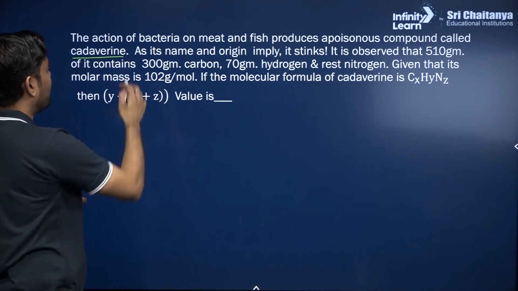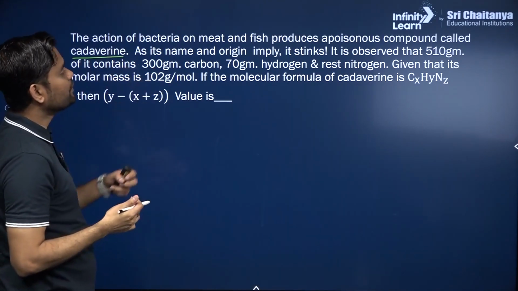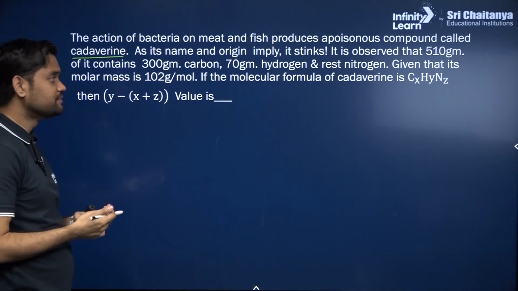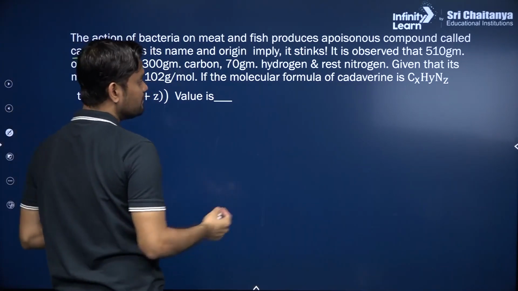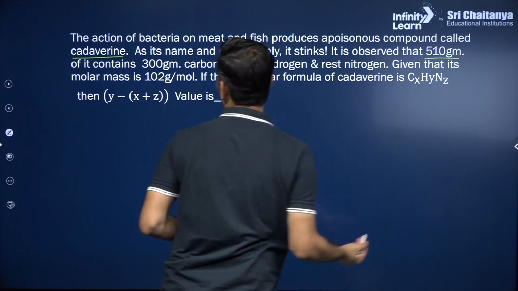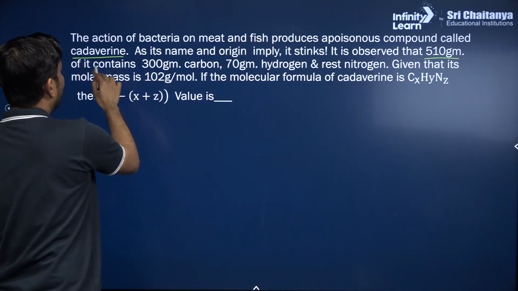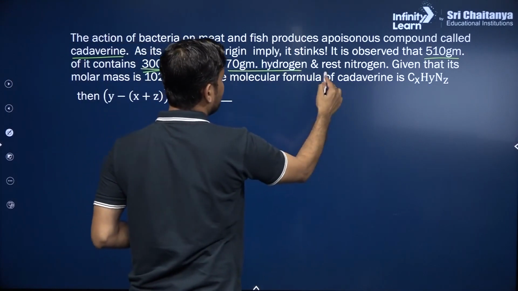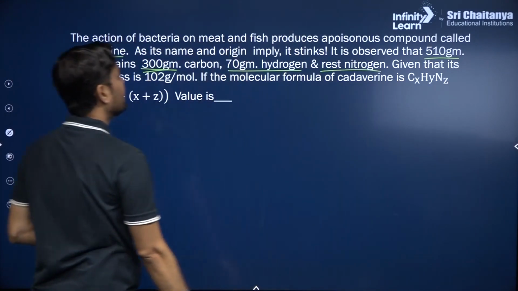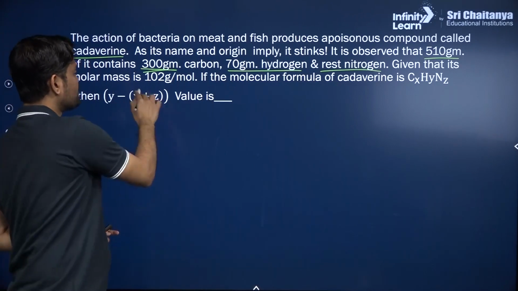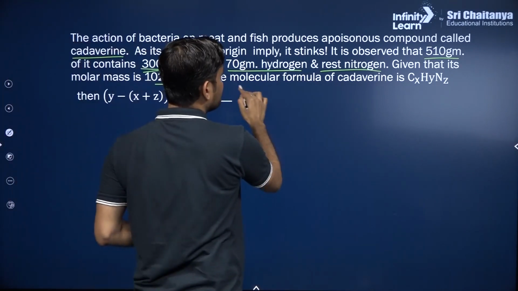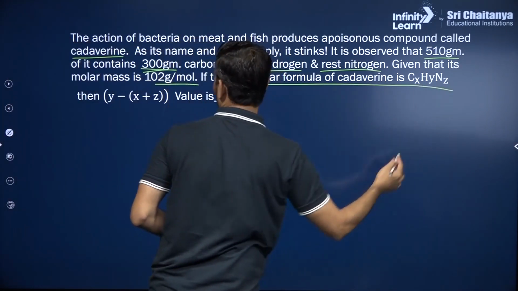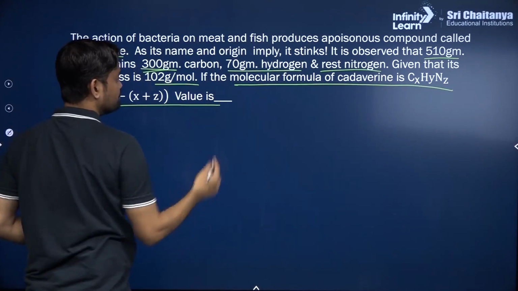As its name and origin imply, it stinks. It is observed that 510 grams of it contains 300 grams of carbon, 70 grams of hydrogen, and the rest is nitrogen. Given that its molar mass is this much gram per mole, if the molecular formula of cadaverine is this, then what will be this value?